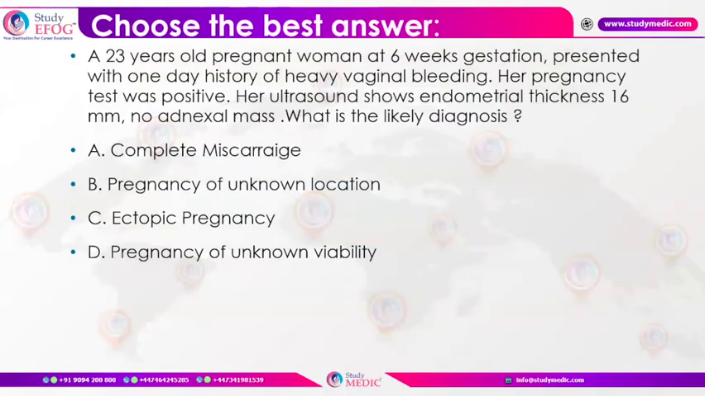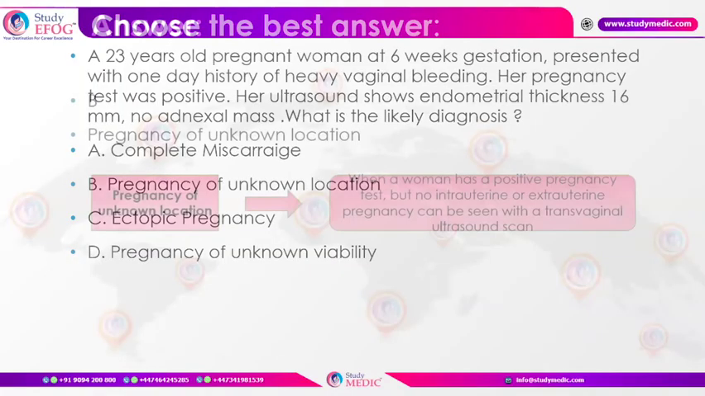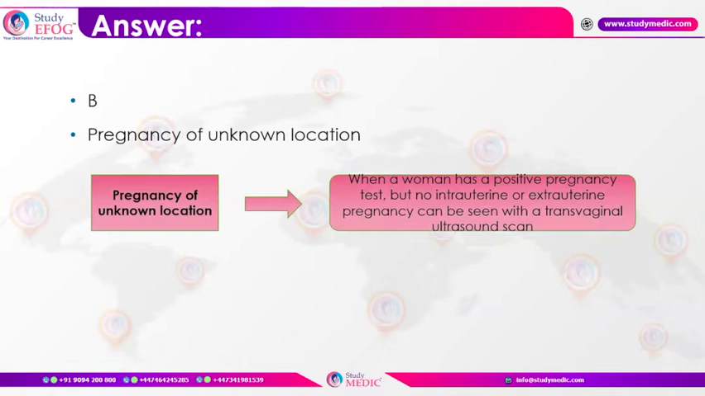So let's solve this question. A 33-year-old pregnant woman at 6 weeks gestation presented with a 1 day history of heavy vaginal bleeding. Her pregnancy test was positive. Her ultrasound shows an endometrial thickness of 16 millimeters and no adnexal mass. What is the likely diagnosis? We have the options: complete miscarriage, pregnancy of unknown location, ectopic pregnancy, pregnancy of unknown viability. So the answer is pregnancy of unknown location.